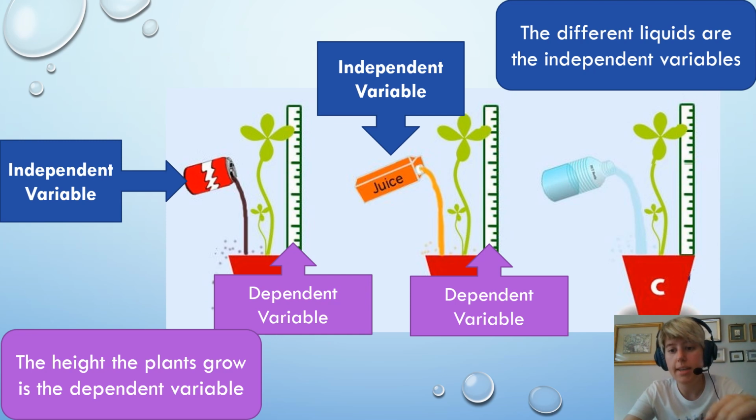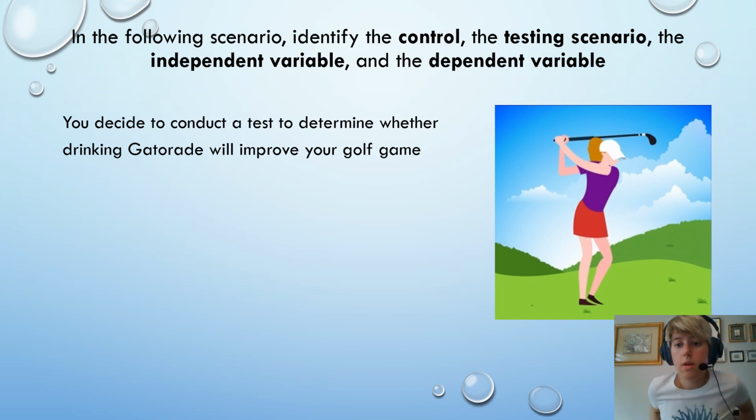So your dependent variable is always the thing that you are measuring. Whether you are measuring reaction time, height, or mass, it doesn't matter. It is what you are measuring to see if there is a noticeable change in your reaction. So let's talk about this hypothetical experiment. Let's say that you are trying to make an experiment to see if drinking Gatorade will improve your golf game. Well, this right here is your testing scenario.